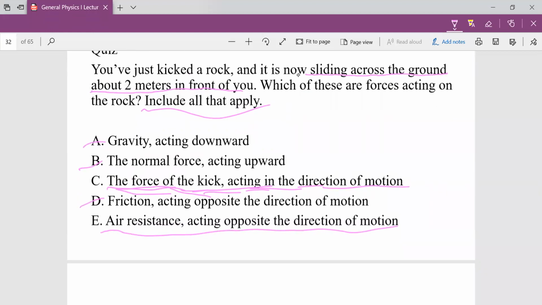The question is, which of the following are forces acting on you? You've kicked, now it's sliding. It's 2 meters in front of you before they now ask this.